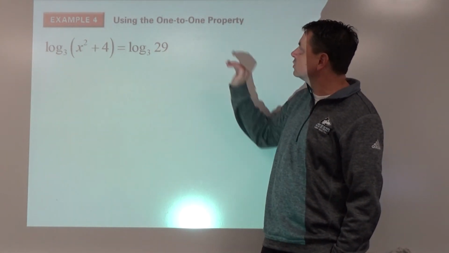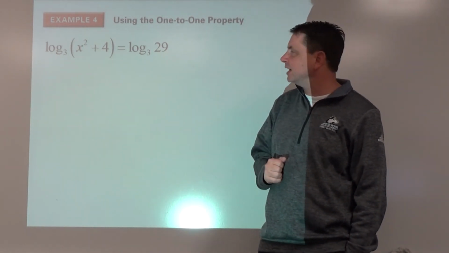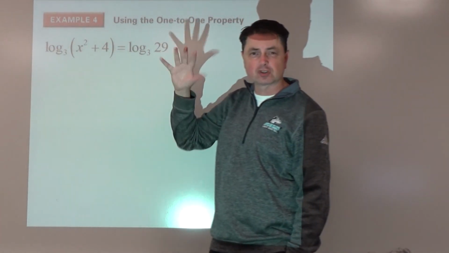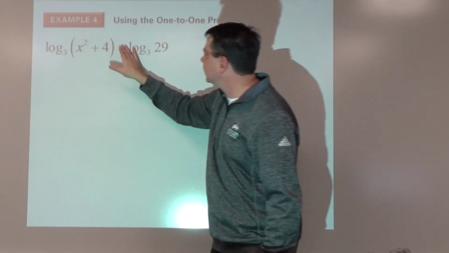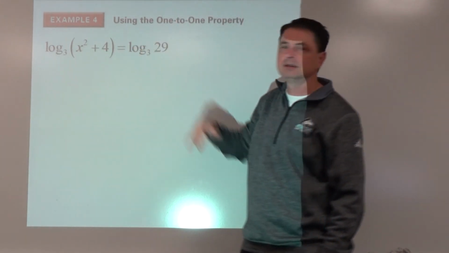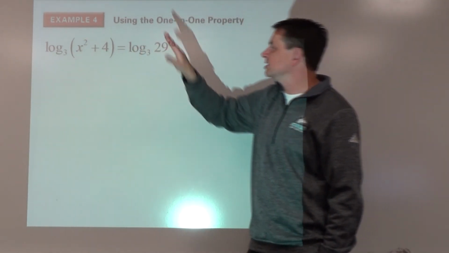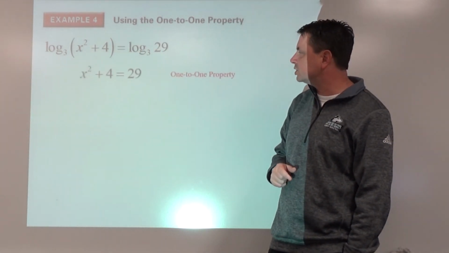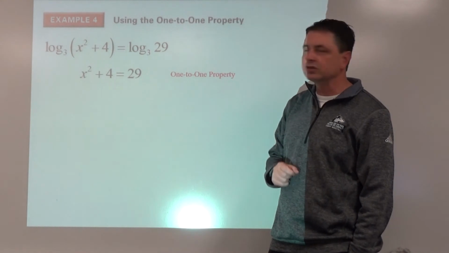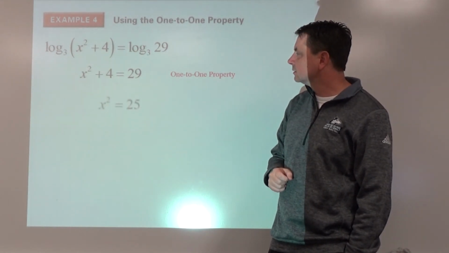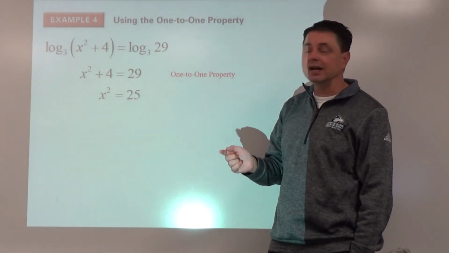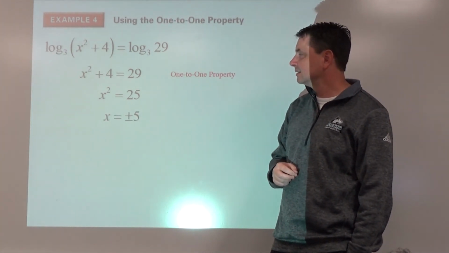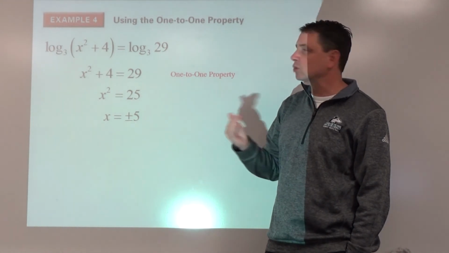Example number 4, let's use a one-to-one property to solve this. So notice it has log base 3 of something equals log base 3 of something else. If we think of this in terms of our properties, log base 3 of x equals log base 3 of y. So the only way this can be true is if those arguments are equal, and that's how we set up our next step of the equation. Now let's solve for x. Square root both sides. Don't forget it's plus or minus. So x equals plus or minus 5.